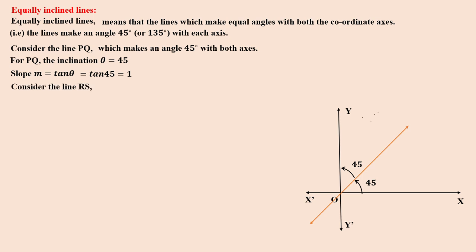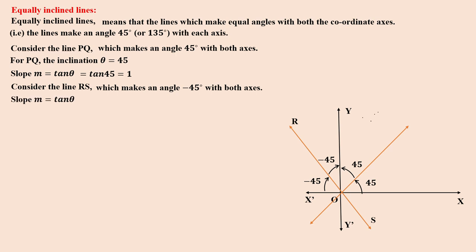Consider the line RS next to it, this way. This is RS, which makes an angle of minus 45 degrees with both axes. Minus means we are talking about the clockwise direction. Minus 45. Otherwise, if we are taking the anti-clockwise direction, it will be 135.